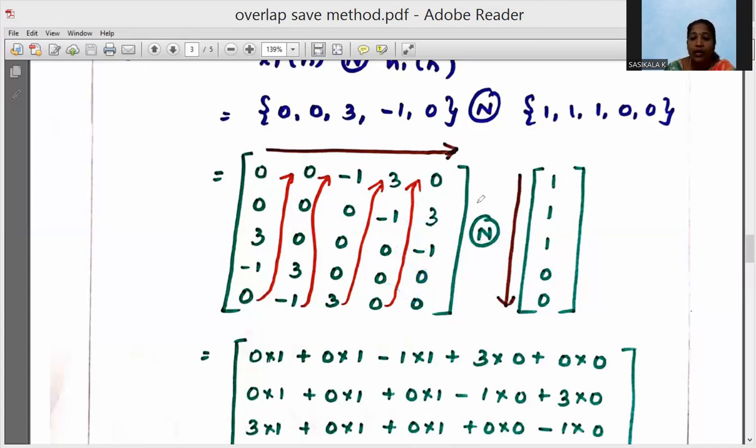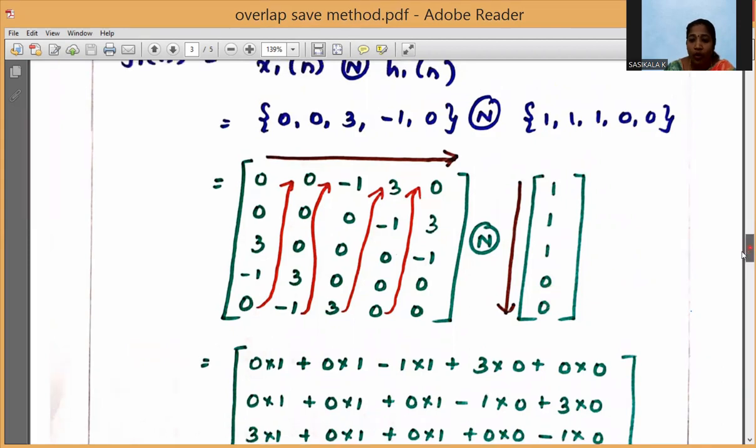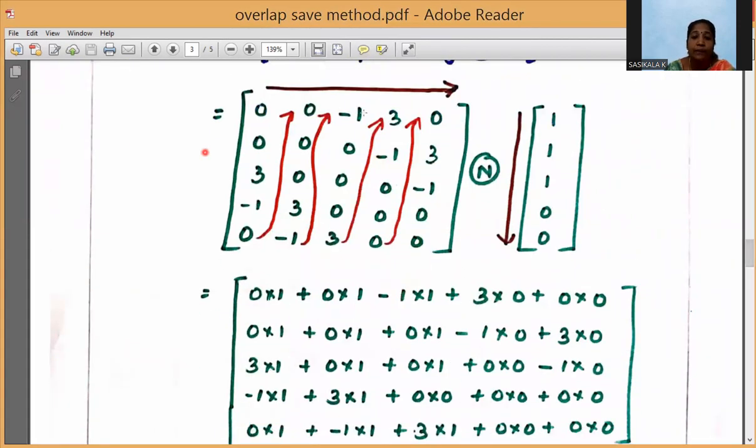Now, so totally we have got a 5 by 5 matrix. Now it is convolved with h1 of n, that is 1, 1, 1, 0, 0. Now what we need to do is multiplication, that is row by column. So the first row is multiplied by this column. The first element is multiplied by the first element in this column.